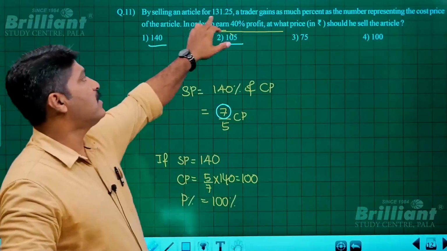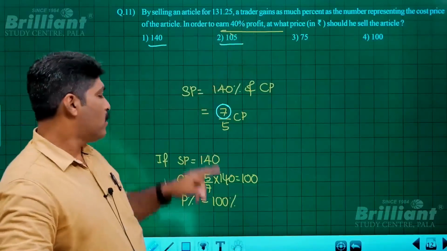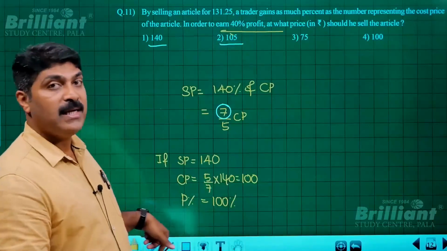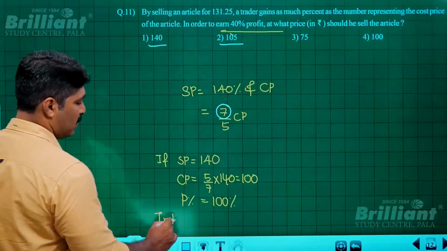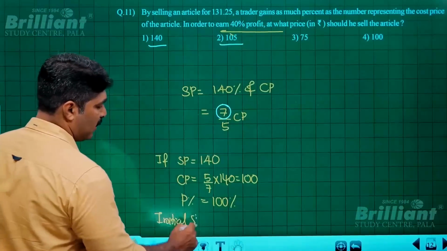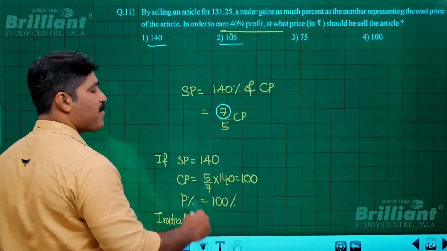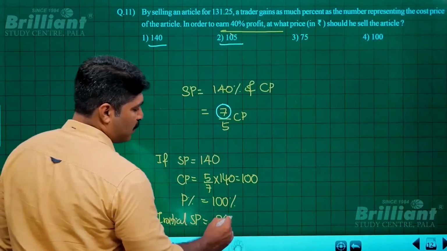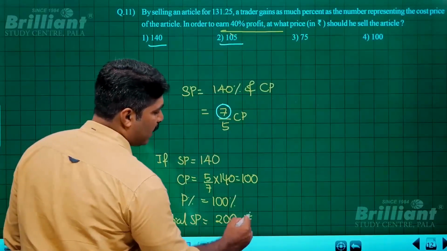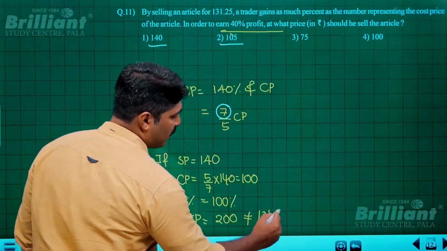Initial selling price means that is 131.25. So we are checking whether that will satisfy the condition here. So therefore, the initial selling price is equal to 100 plus 100% of 100, correct? So therefore, that will be equal to 200. That's not equal to the given value 131.25.